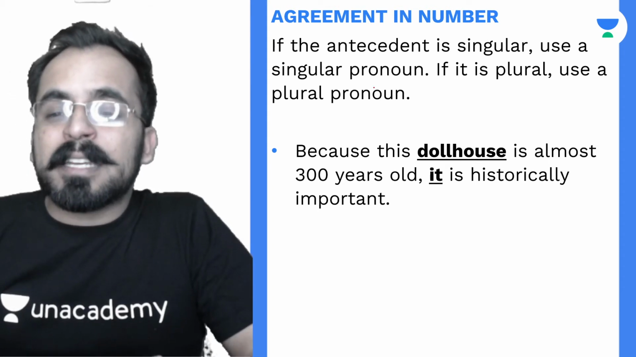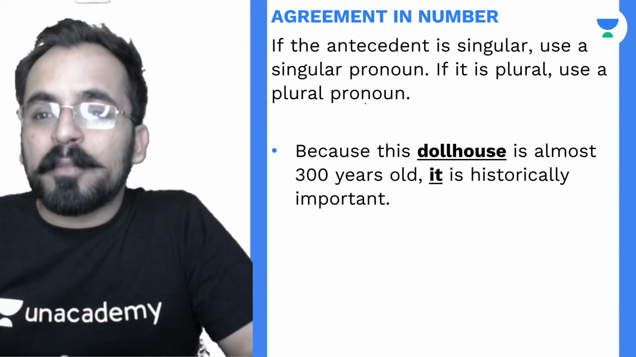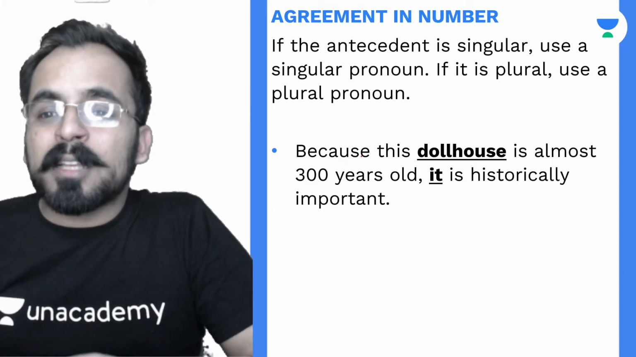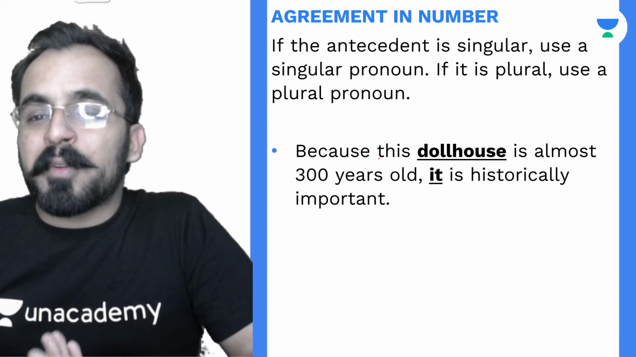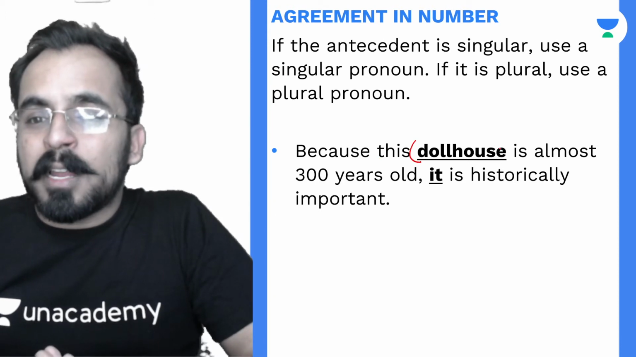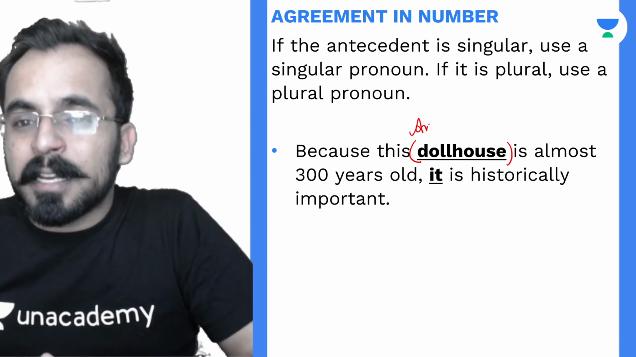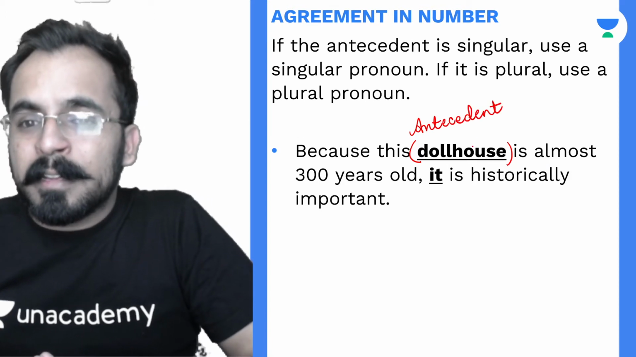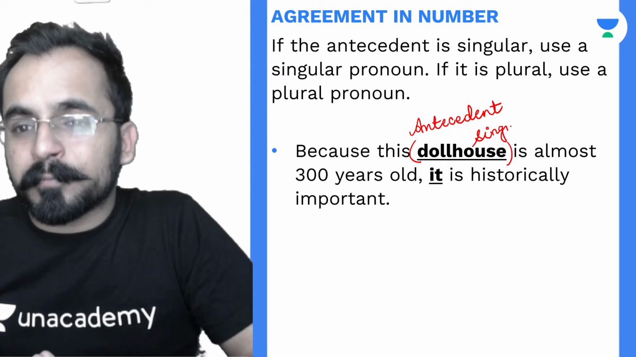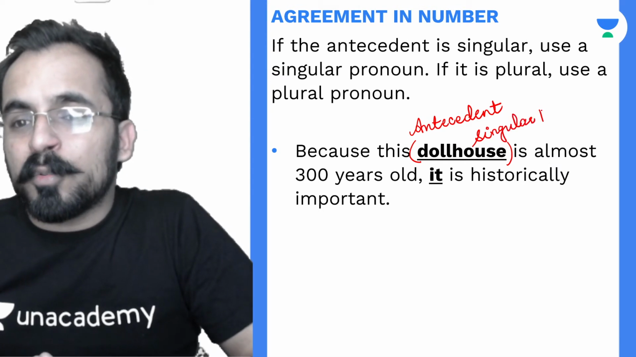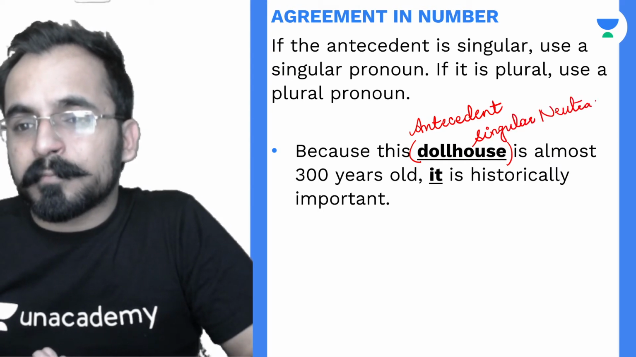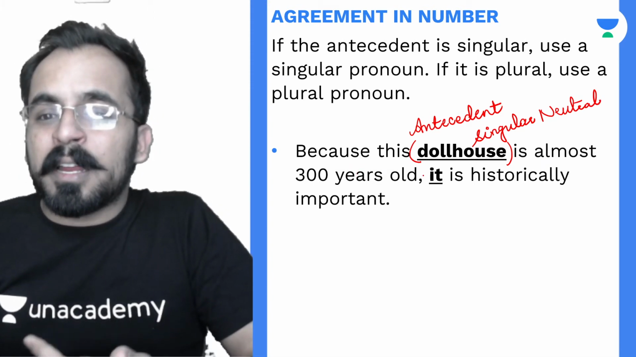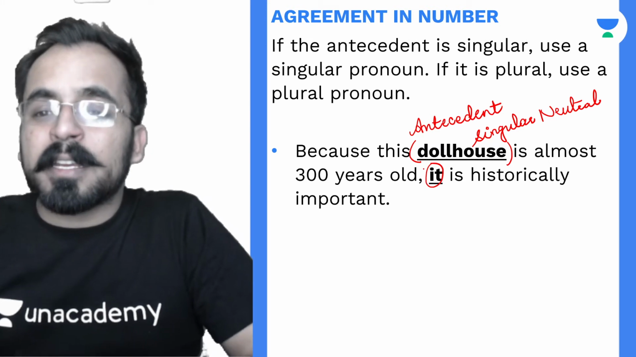So if the antecedent is singular, we use a singular pronoun. If it is plural, we use a plural pronoun. For example, because this dollhouse is almost 300 years old. Dollhouse, it is your antecedent. And is it singular or plural? It is singular. And it is neutral. So because this dollhouse is almost 300 years old, it is historically important.